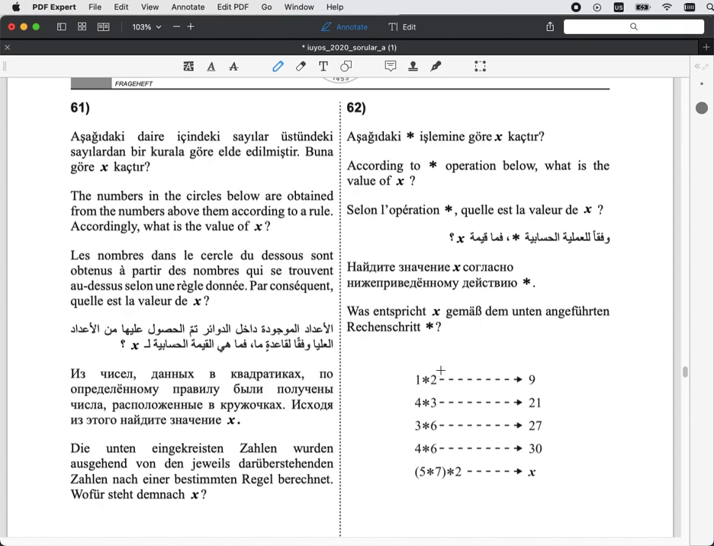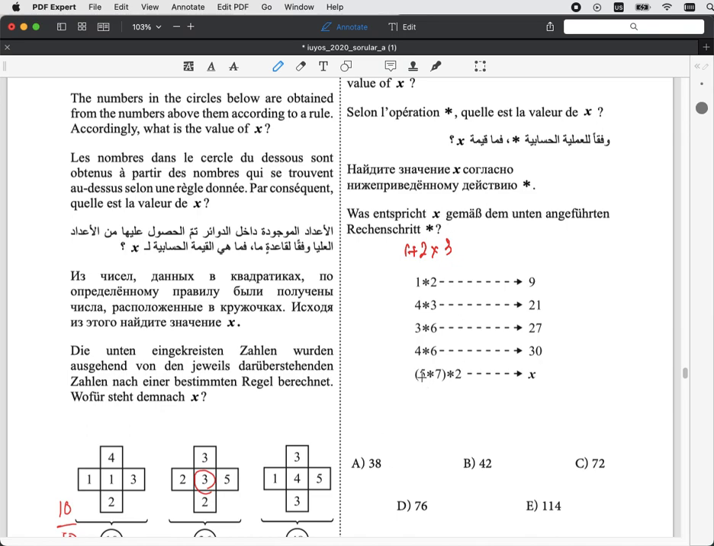One plus two is three, and we multiply with 3, the answer is 9. So 1 plus 2 into 3. And this is also 4 plus 3 is 7. Multiply with 3 and the answer is 21, okay. Then 5 plus 7 is 12 and 12 into 3, it is 36, right? So this is 36. Star 2. 36 plus 2 is 38. 38 into 3. The answer is A.